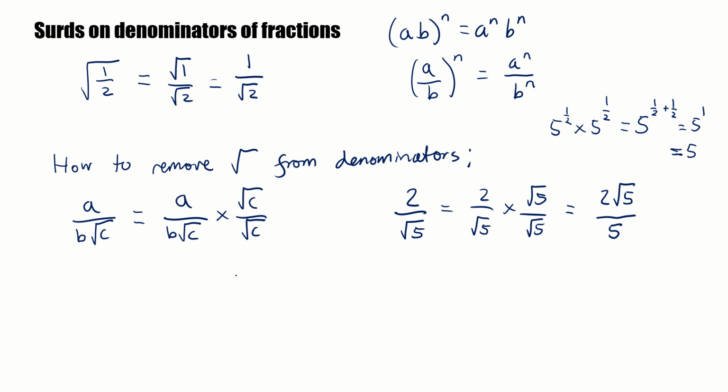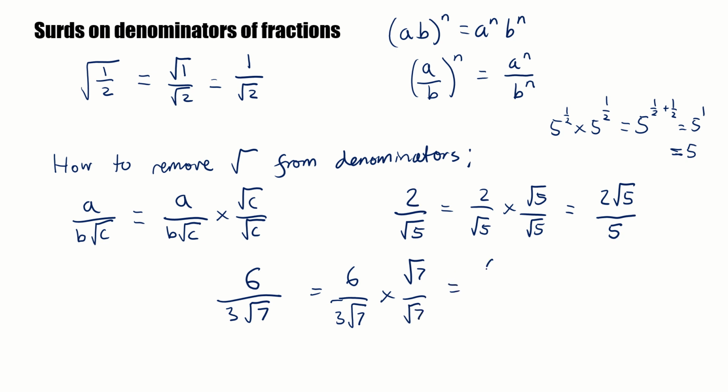What happens if it's slightly more tricky than that? What happens if we have 6 over, let's say, 3 root 7? What would you do in that scenario? Well, same sort of thing. The number on the top is not an issue. The number that's not inside the square root on the bottom isn't an issue. The only bit that's the issue is the square root of 7. So to get rid of the square root of 7, times the top and bottom by root 7.